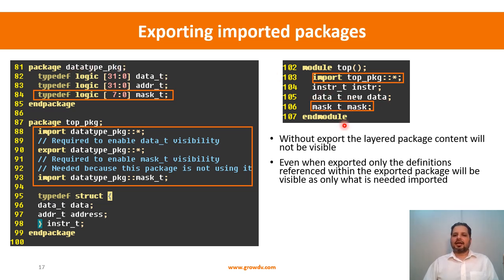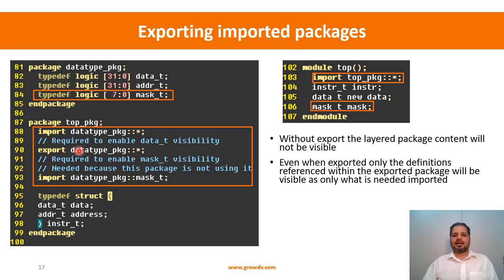So in the earlier case, I didn't mention the problem would have been there for the data_t and mask_t both. They both would have had a problem. If I do not add this export statement, then for both this line 105 and 106, it will give me an error. Instruction_t, no problem, because it's already available at the top package level, but the data_t and mask_t, I would have had a problem. And when I did export, what it will do is the data_t will not be a problem, but mask_t, it will still give a problem.